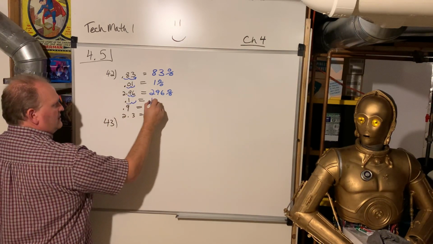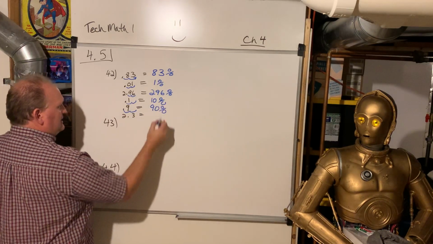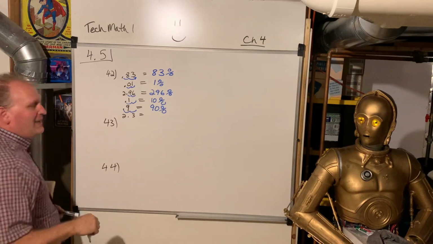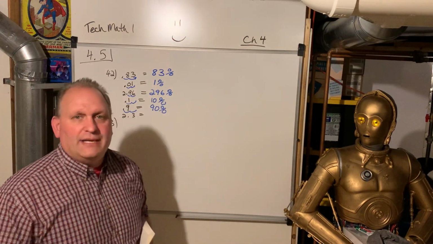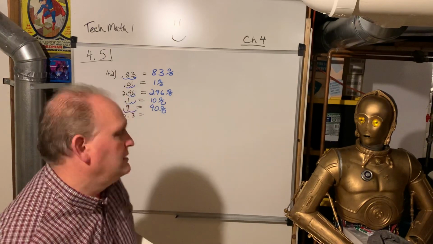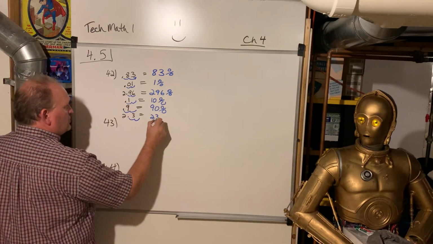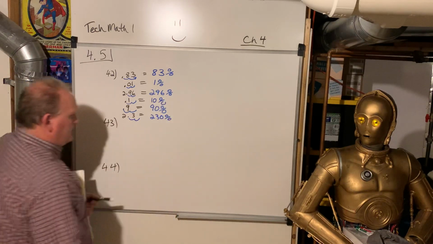So that's 10%. That's 90%. Not 9. A lot of people mess that up too because they see 0.9 and they think, oh, 9%. That would be 0.09. Now you got to be careful. Count out 2 places. Count out 2 places. 230%. All right.